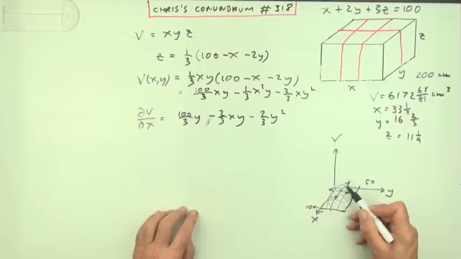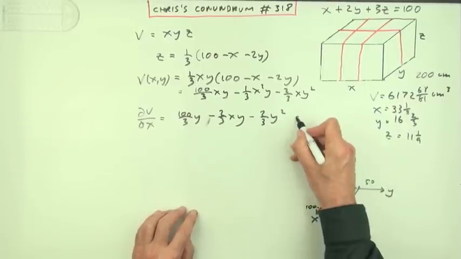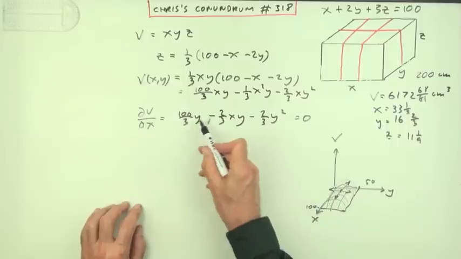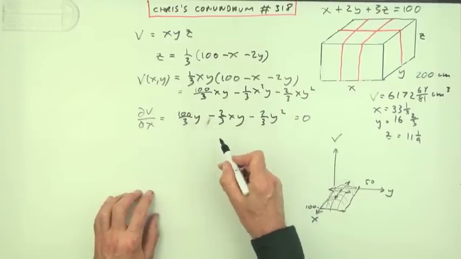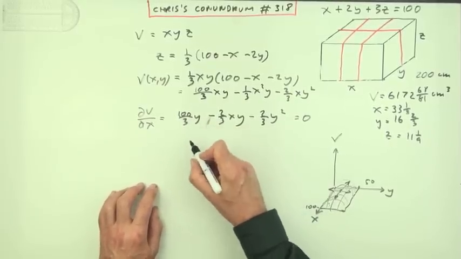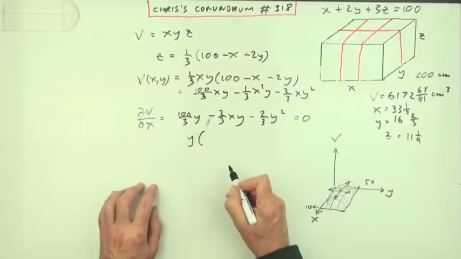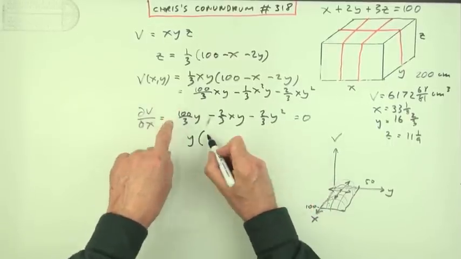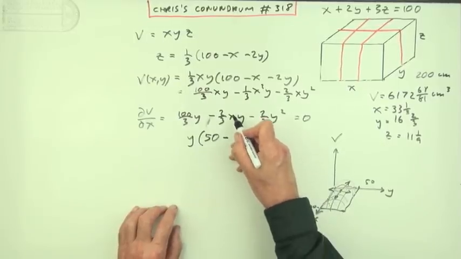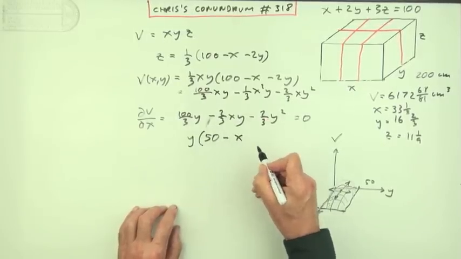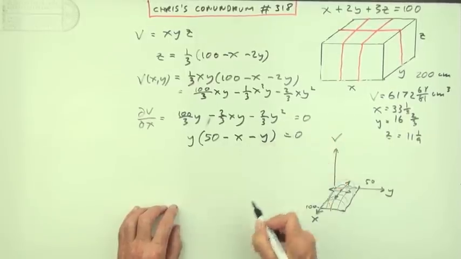And to be at a critical point, to be teetering on the top, that gradient has to be 0. So it means I can divide out all those 3's. I could also divide out the 2's and just have 50's and so on. But I can also take out a y, because they've all got a y in it. And that would leave 50 minus x minus y equals 0.